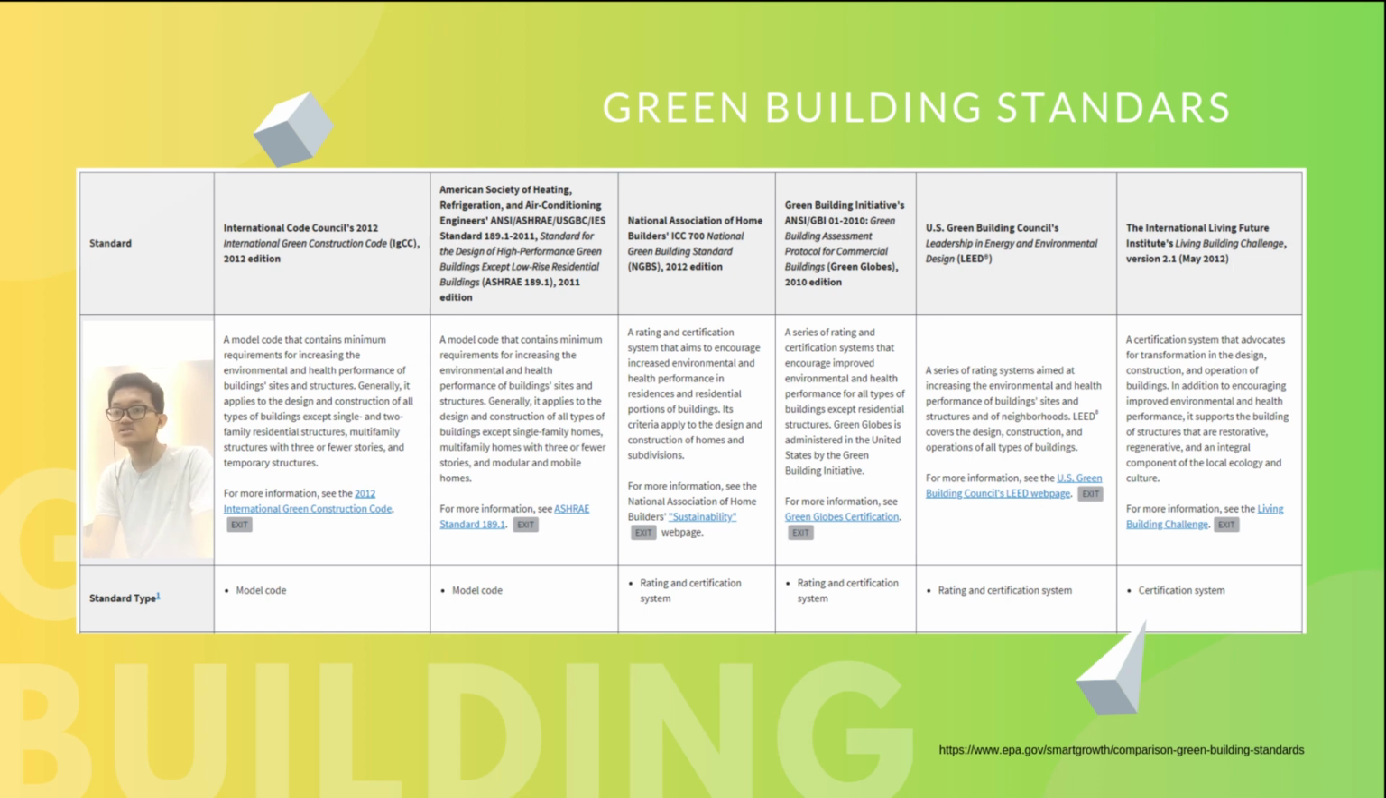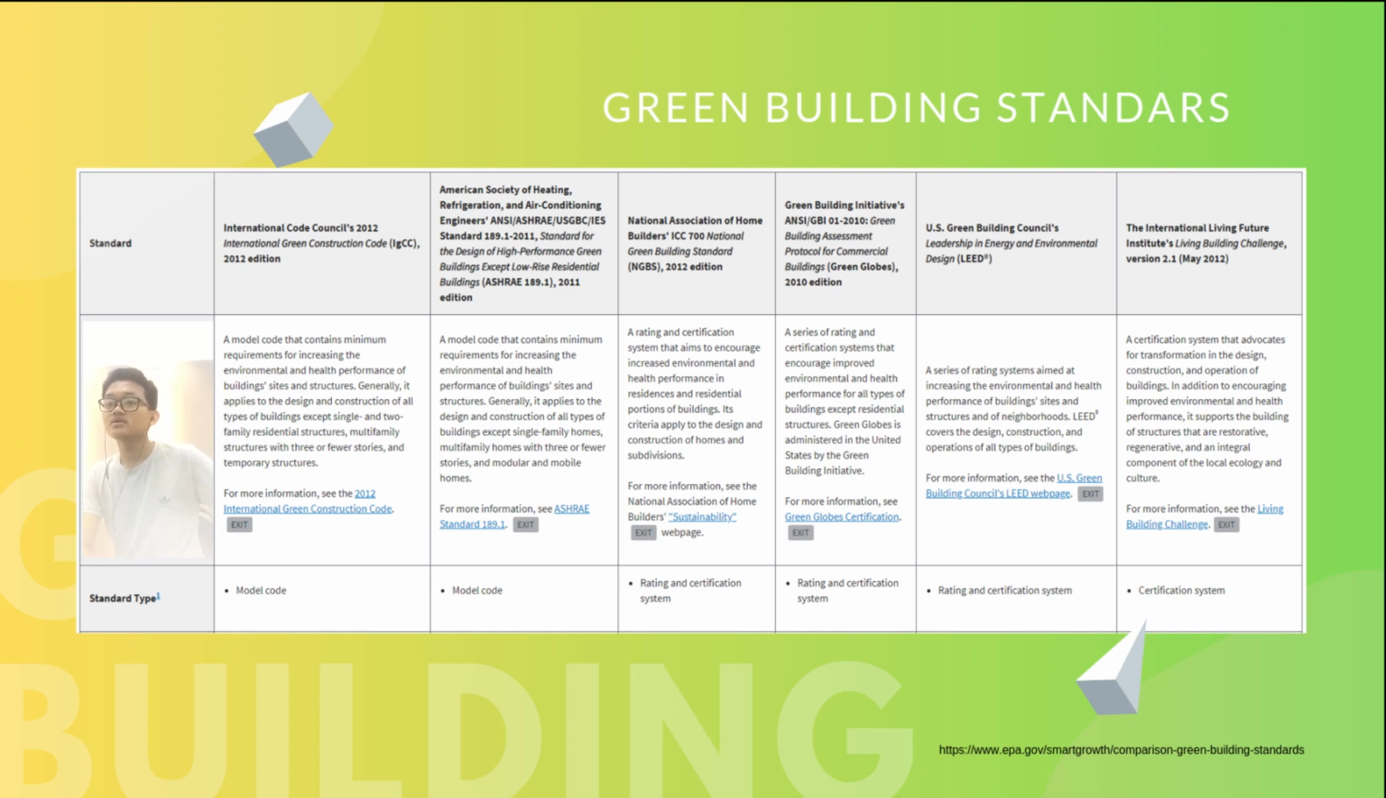And then this is the Green Building Initiative ANSI/GBI 01-2010, Green Building Assessment Protocol for Commercial Buildings, or Green Globes. It's described as a series of rating and certification systems that encourage improved environmental and health performance for all types of building except residential structures. Green Globes is administered in the United States by the Green Building Initiative.